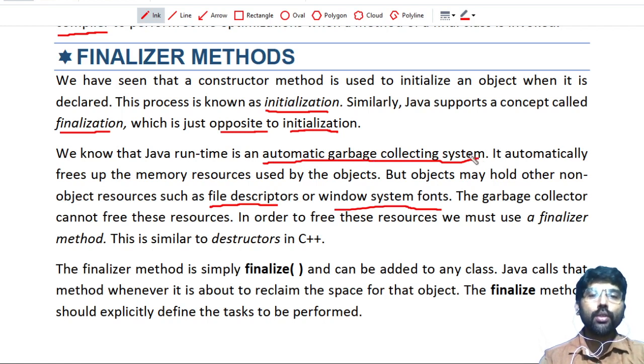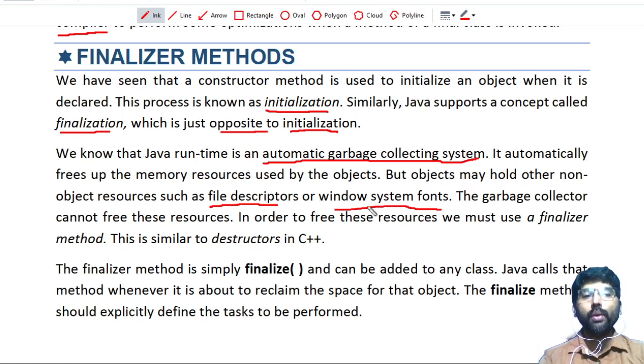Its job is to collect all the unwanted objects from the memory and clean the memory space. That means if any object is not needed in future processing, it just removes that from the memory and makes more space for the program. So that is the job of the automatic garbage collecting system. But this automatic garbage collecting system only collects the objects. It cannot collect the non-object resources such as file descriptors or Windows system fonts.